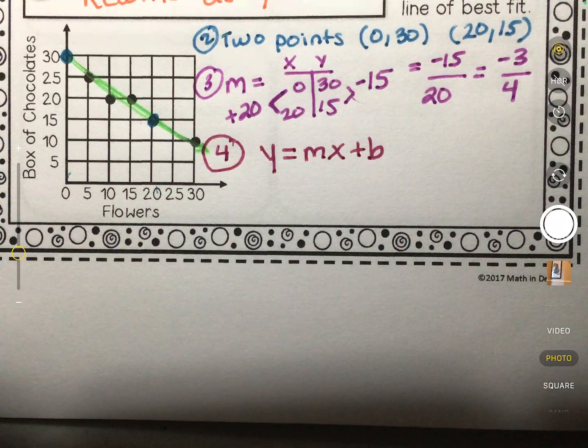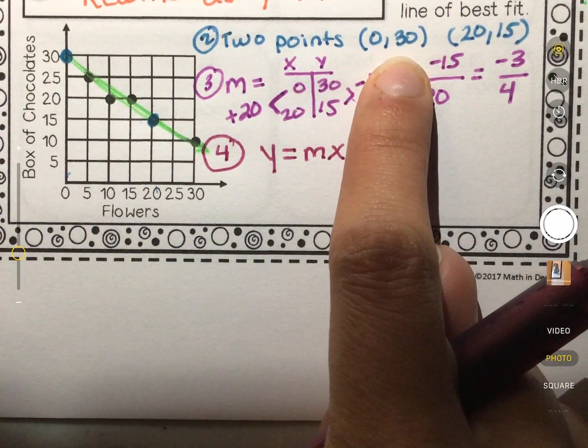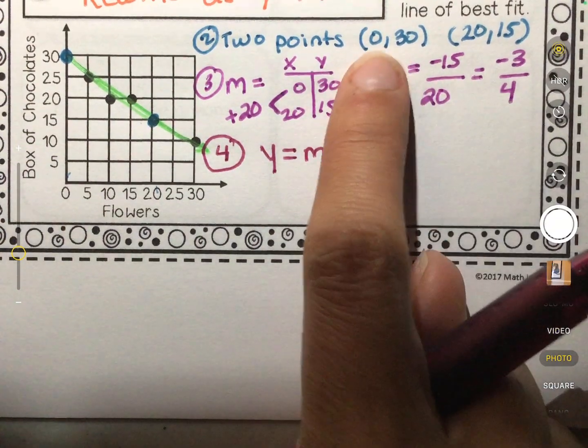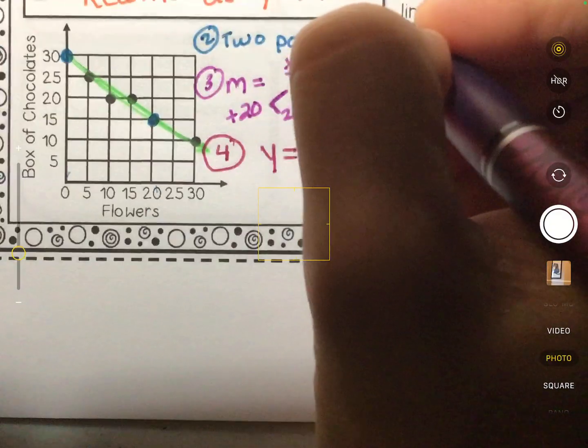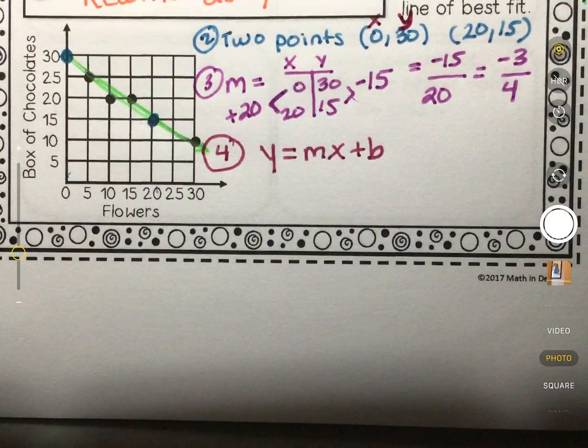what b is. Okay. So what I'm going to do is I'm going to pick one of these points and I'm going to use it as x comma y, and this is my m, and I'm going to plug in everything I know. So I'm going to pick this first point. This is my x and this is my y. You could do either one. It'll always give you the same answer. So my y is going to be 30.